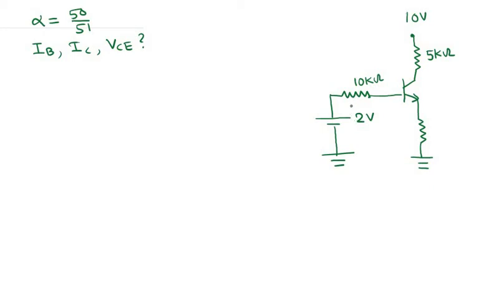Okay, so we see that 2 volts is applied here. So the base to emitter junction, which is this junction here, should be forward biased because this 2 volts is greater than the cut-in voltage, which we would assume is 0.7 volts, and here we have applied 10 volts. So here also the collector to base junction must be properly reverse biased.